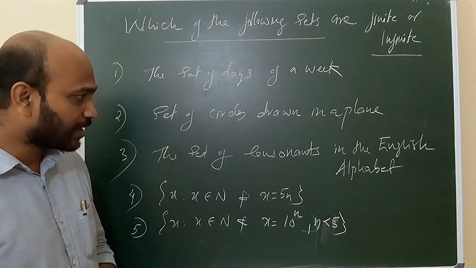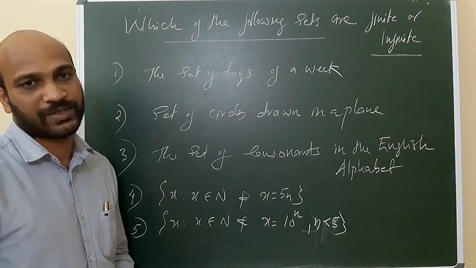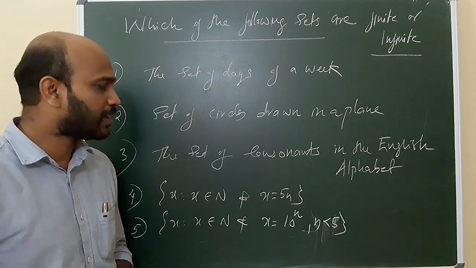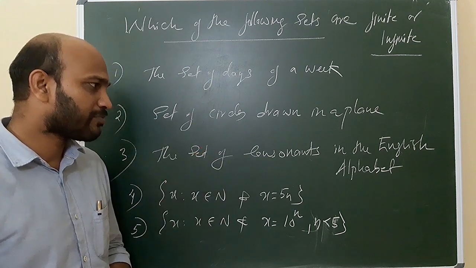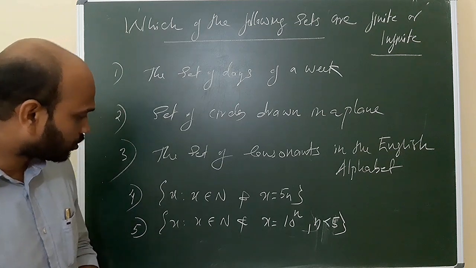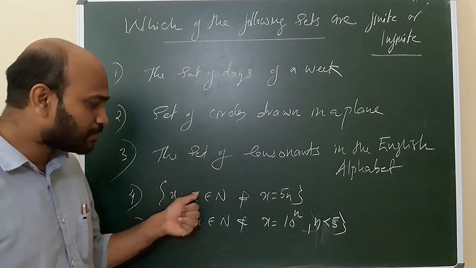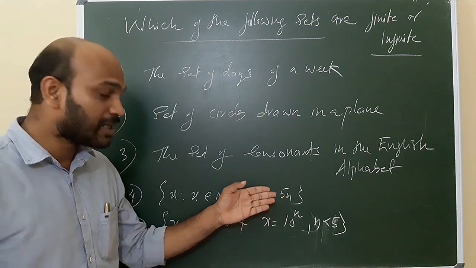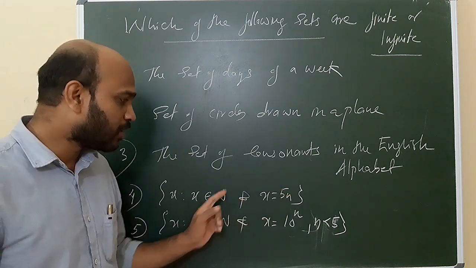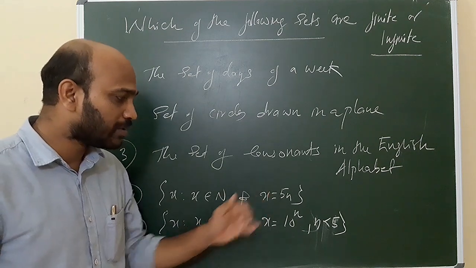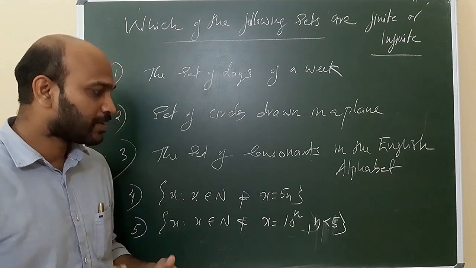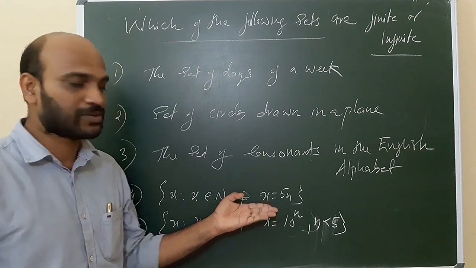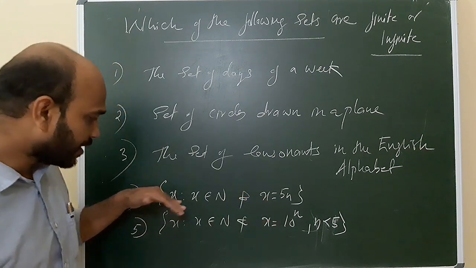Third one, set of consonants in the English alphabet. Clearly there are a finite number of consonants, so this one is an example for finite set. And fourth one, set of all x, x belongs to N and x equal to 5n. Here x is a multiple of 5. When n equal to 1, we get 5, then 10, 15, 20, etc. So there will be infinitely many elements, an example for infinite set.